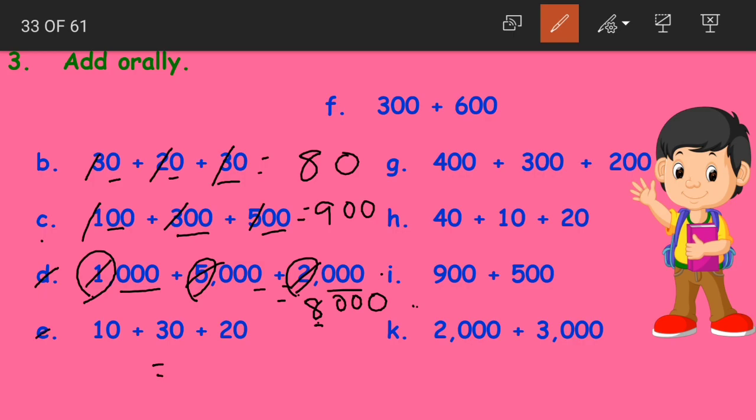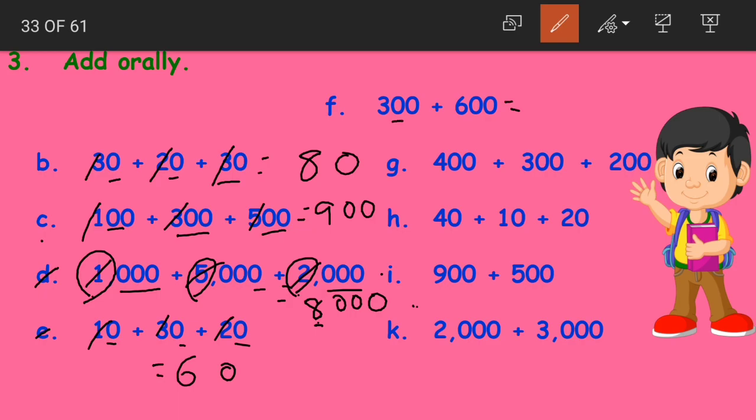Moving on to question number E. Again 3 numbers are having 0. So we will put a 0. 1 plus 3 becomes 4. 4 plus 2 becomes 6. 60 is our answer. Oral addition is very easy, right children? Hope you did the homework.